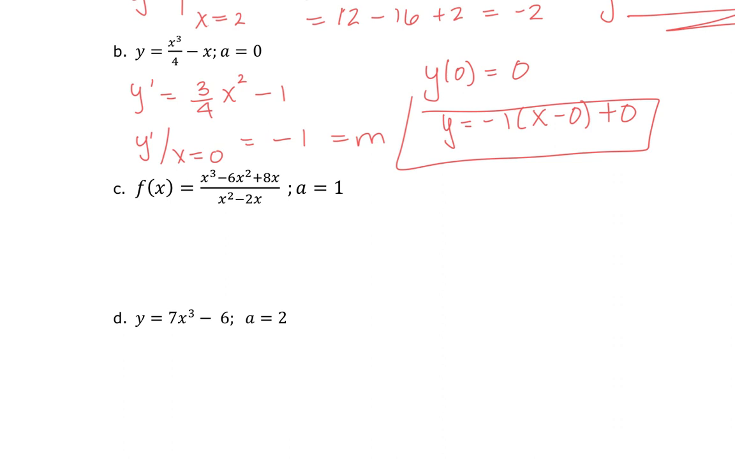I'm going to factor an x out of each of the terms of the numerator. I'm going to factor an x out of each of the terms in the denominator, just because I like to work with smaller numbers and smaller derivatives. So f of x is going to be x squared minus 6x plus 8 divided by x minus 2.